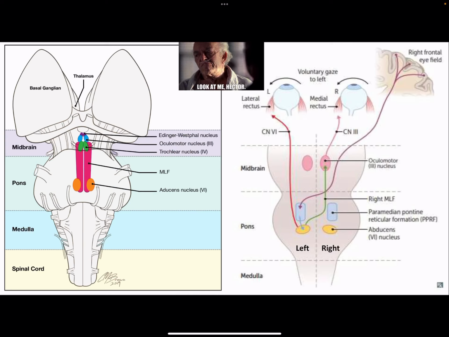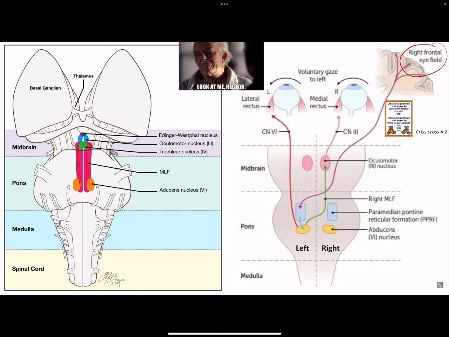We have the MLF, which spans the midbrain to the pons, and it kind of makes sense when we think about the lateral gaze pathway, which we need to know. So if we want to look to the left, our right frontal eye field, FEF, says, hey, we should look to the left because there's something cool over there. There's like a lion we should be aware of. So it's going to crisscross.